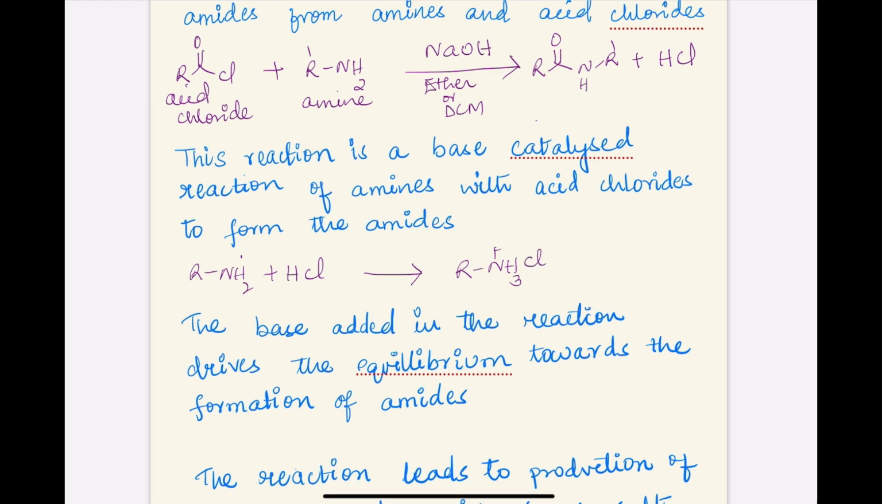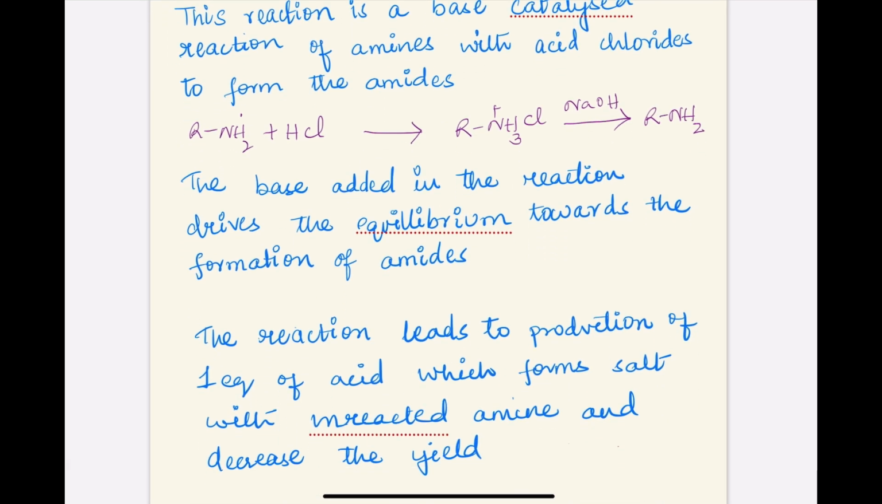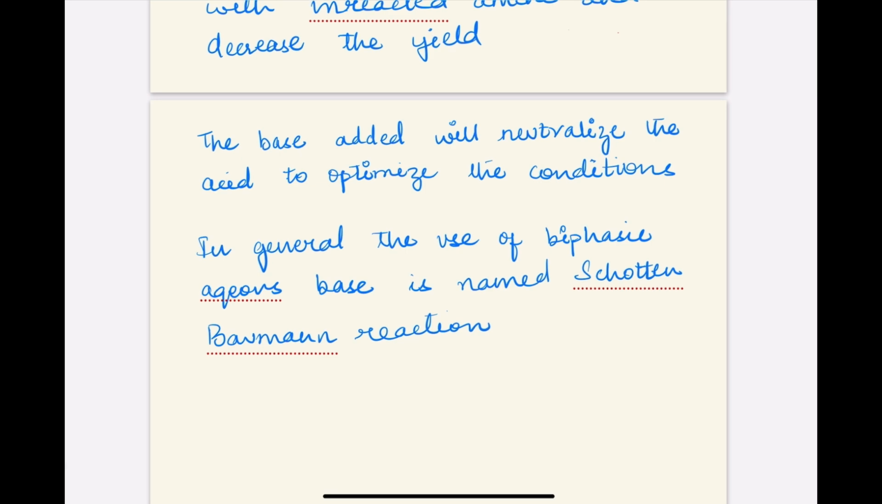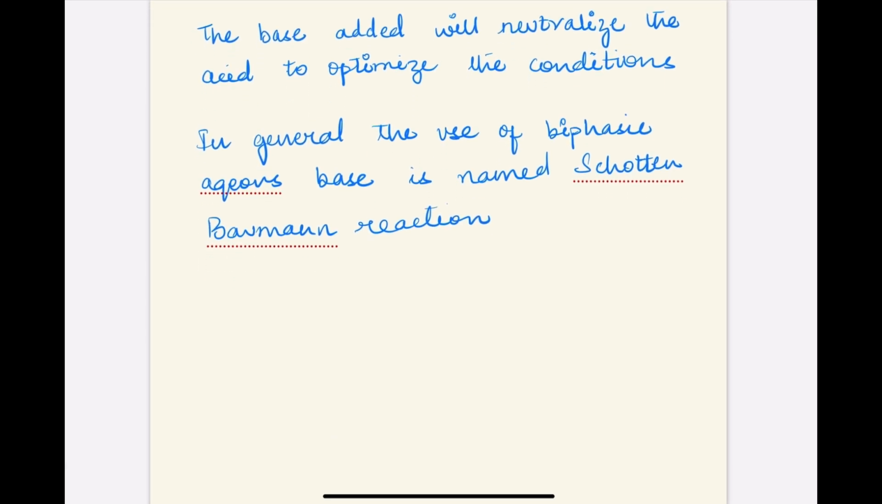This amine hydrochloride cannot react with the acid chloride, and therefore it has to be neutralized with the base to give back the free amine. And this is the free amine that reacts with the acid chloride to give the amide. In general, the Schotten Baumann reaction uses aqueous sodium hydroxide as the base. The use of biphasic sodium hydroxide is named the Schotten Baumann reaction.